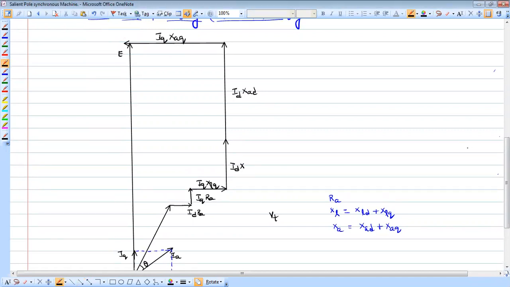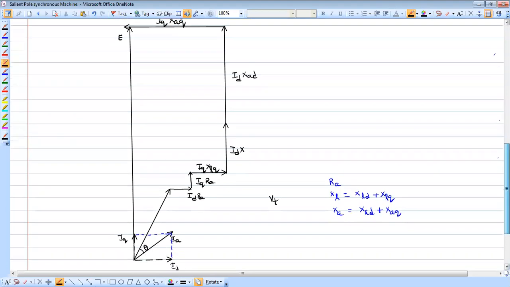So this will be the phasor diagram of the salient pole synchronous generator, and the angle between E and VT, we call it the load angle or power angle. So from this, the internal power factor angle psi is equal to delta plus theta: power factor angle plus load angle. The angle between E and IA is psi.